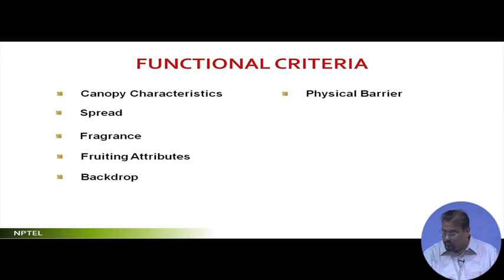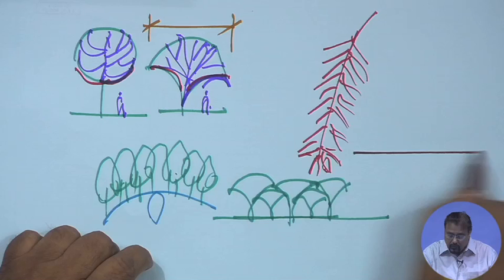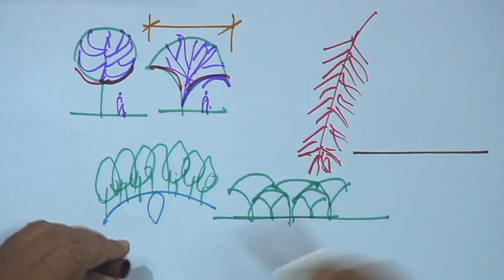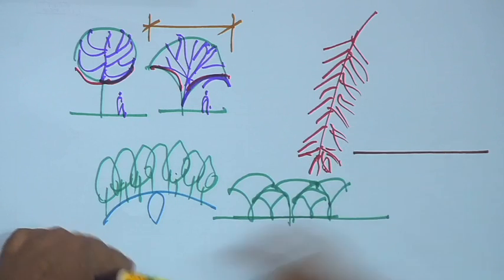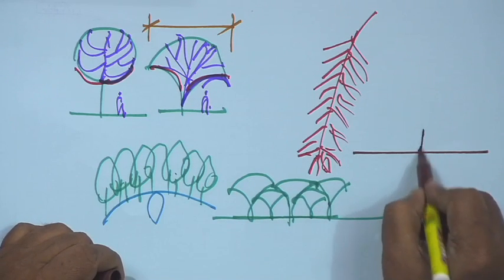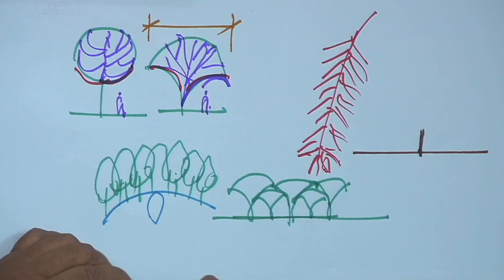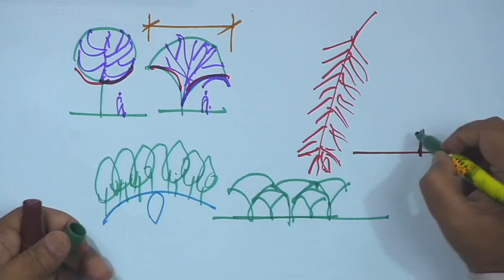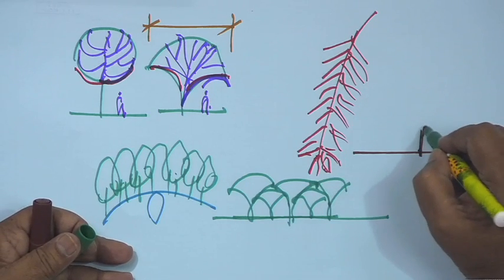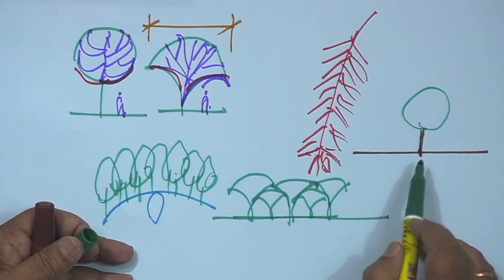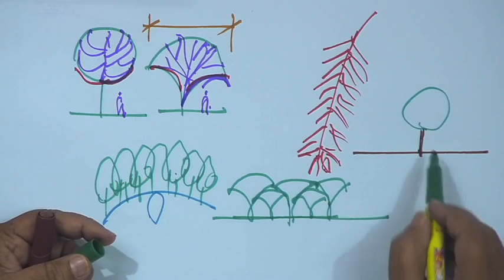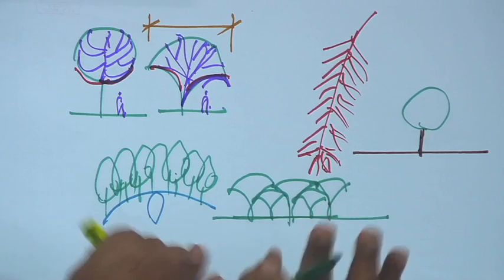Physical barrier means you can always plant your trees in such a way that you are going to obstruct. This is a place where one could move from this point to this point, and at this point you plant trees. When you are planting trees, now let me draw two situations. One is that I plant a tree here. This does not make any physical barrier, because people can pass through between the trunks.